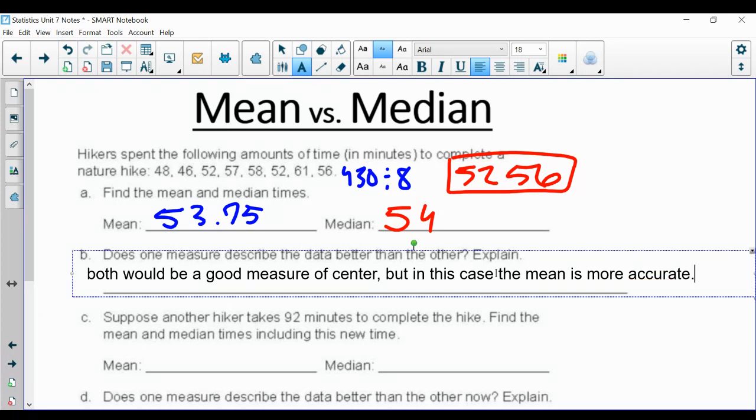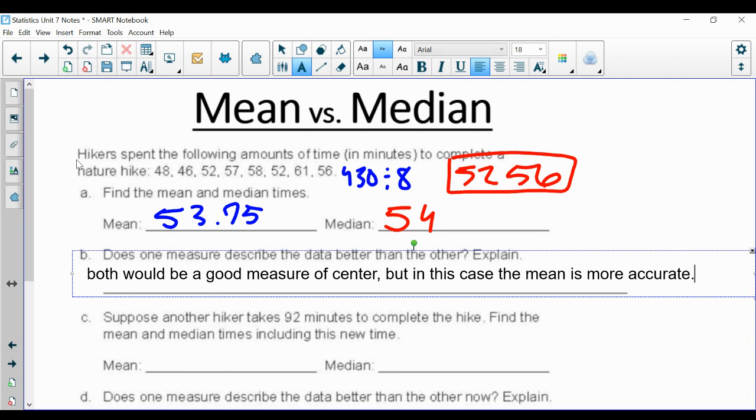Okay, so then we would want to use the mean in that case just because it has that 0.75. If it didn't, then both would be a good measure of center because they're both very close to each other and there's no outlier. But because we do have that small little extra detail, we'll want to use the mean.